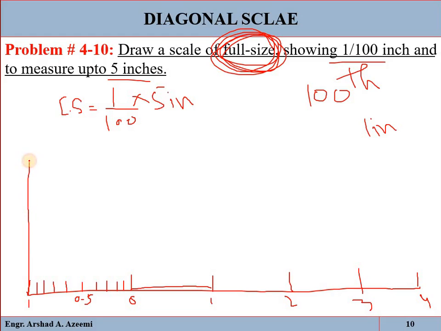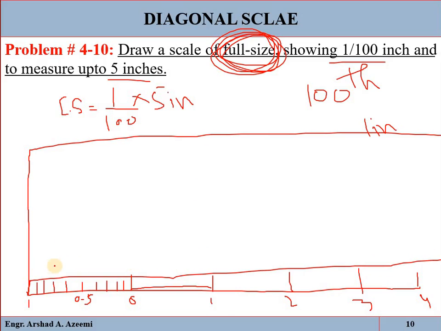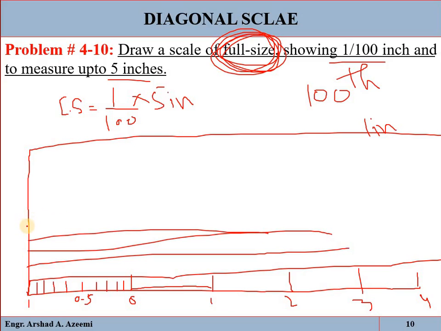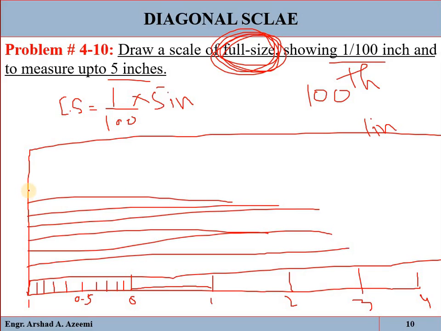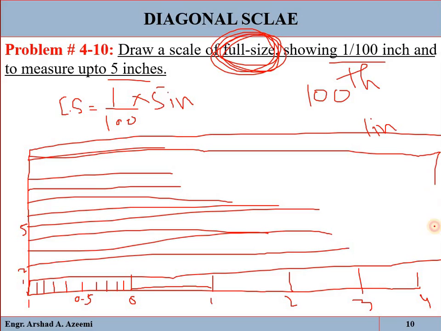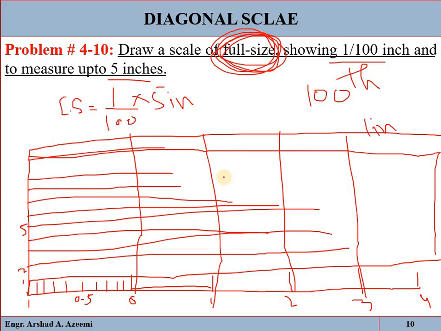Draw here a perpendicular line and divide it into 10 parts: 1, 2, 3, 4, 5, 6, 7, 8, 9 and 10. Up to here we will have. Just join these lines vertically, draw your vertical line and extend it up to here.